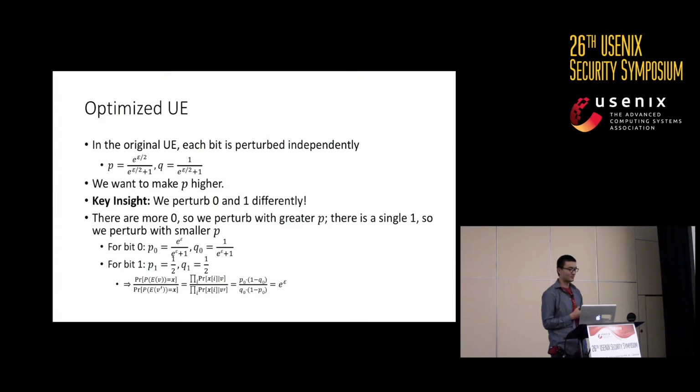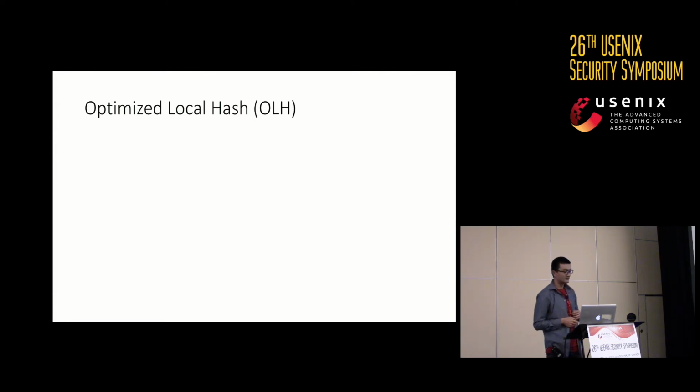So intuitively, we want to make P as high as possible. And the key insight here is that we can perturb 0 and 1 differently. Since there are more zeros and there is only a single 1, we can perturb 0 with a higher probability, a higher P, and perturb 1 with a very low P, which is 1/2. Note that this also satisfies epsilon-LDP, and the resulting variance will be smaller, which I will give later.